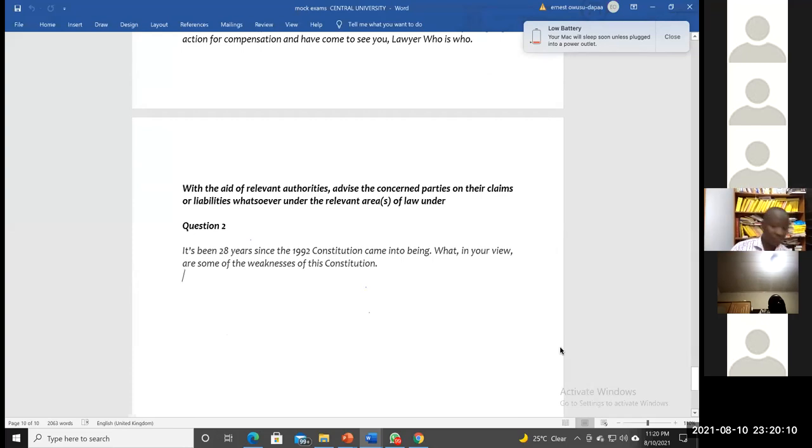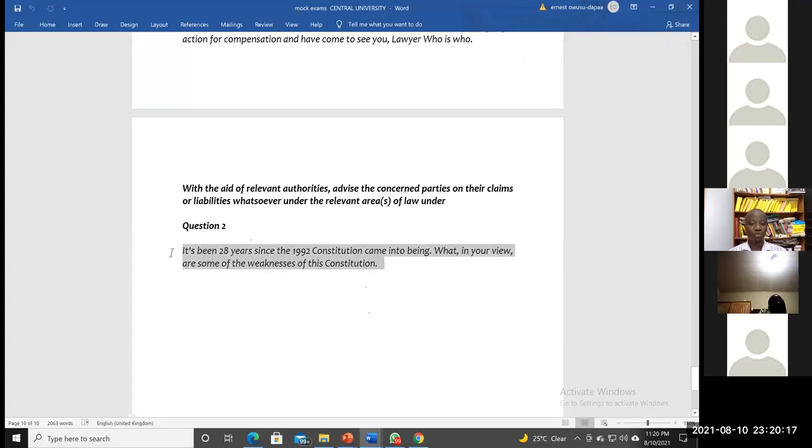But I think I am more attracted to question two, and it's something that we have to pay attention to. Not exactly the wording, but the concept behind it. As we speak now, there's even an ongoing project that we are doing, a collection of book chapters, trying to review the workings of the constitution since it came into force.